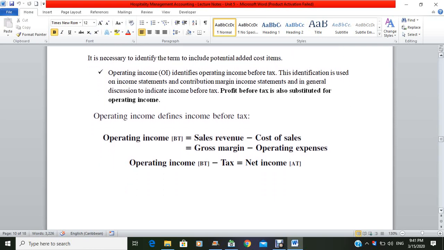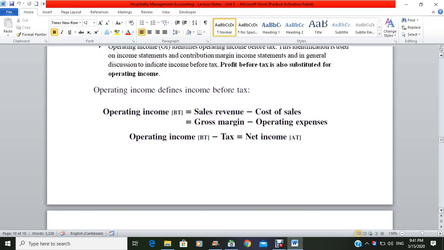Operating income defines income before tax as sales revenue minus cost of goods sold, which gives you the gross margin, and then you subtract operating expenses from your gross margin, and that gives you operating income. Operating income before tax minus tax gives you what? Your net income.